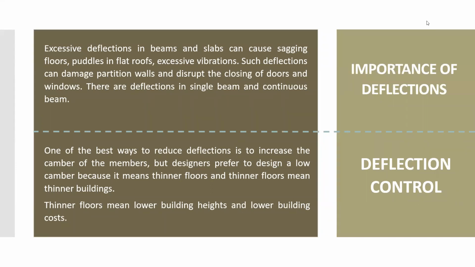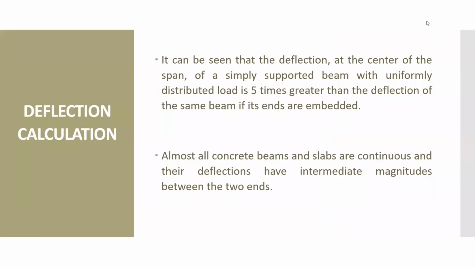Deflection control. One of the best ways to reduce deflection is to increase the camber of the members, but designers prefer to design a low camber because it means thinner floors, and thinner floors mean thinner buildings. Thinner floors mean lower building height and lower building cost.